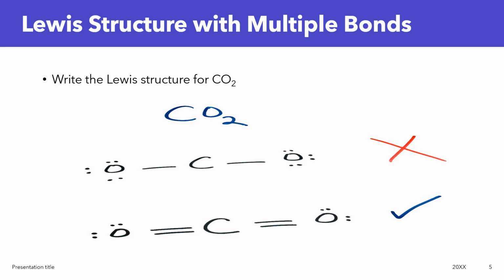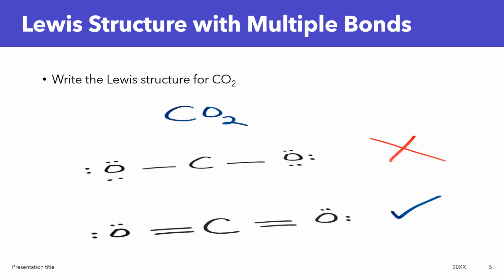By doing that, we've already used 4 valence electrons. So that means we have 12 valence electrons left. Remember, we're going to use the remaining to complete octets. So if we add 6 valence electrons to each oxygen, we can see that we use all of our remaining electrons.